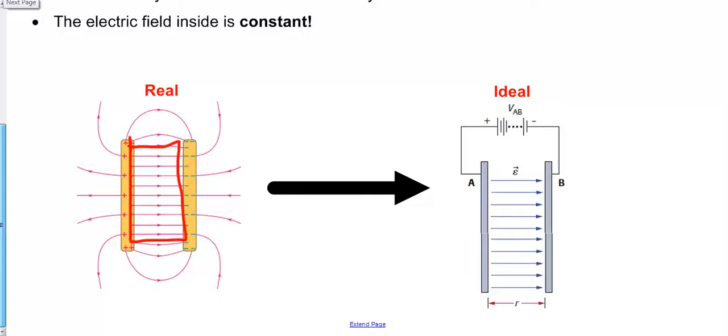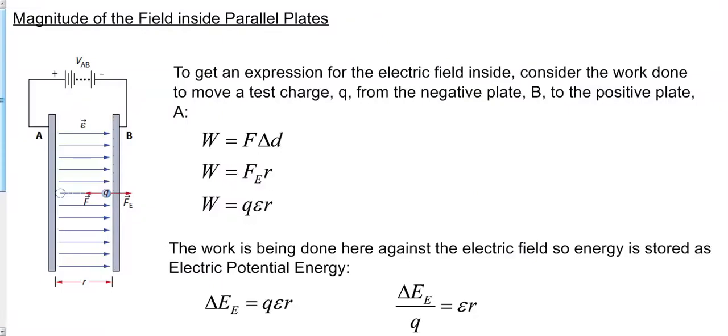All right, so let's see if we can actually get an idea of the magnitude of the field inside. So we've got an idea now of what it looks like, but let's get an idea of how big it is. The way we're going to do this is we're going to look at a test charge. Our test charge, of course, we're going to give it a symbol, but we're going to cancel it out later on. So it doesn't matter what the charge is. I'm going to give it the symbol Q. So we're going to use the test charge Q, and we're going to move it from the negative plate, which in this picture is B, and force it to move all the way to the positive plate A.